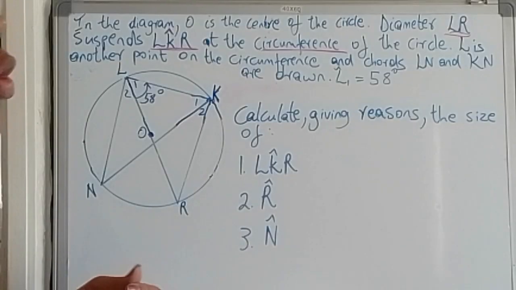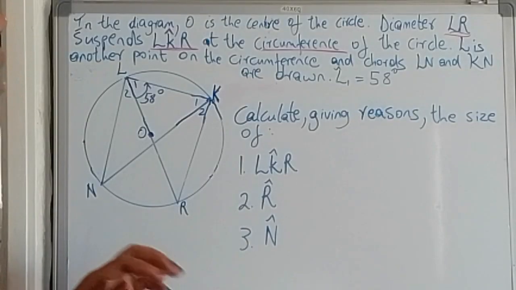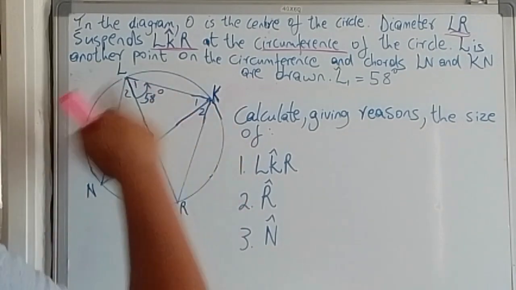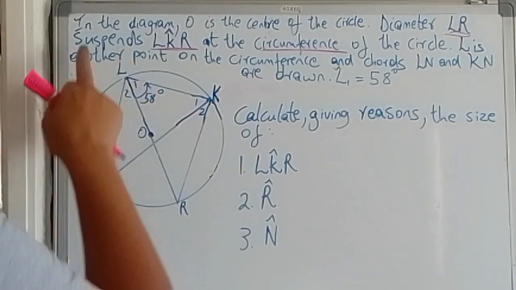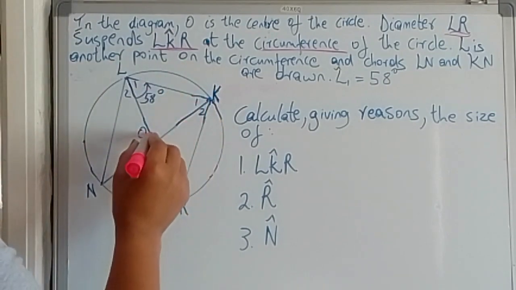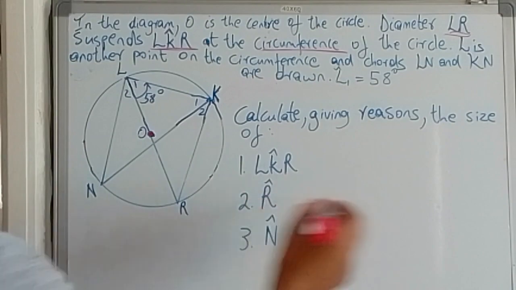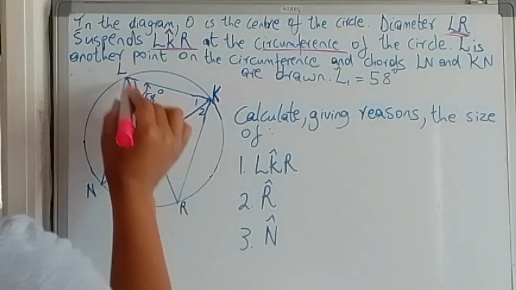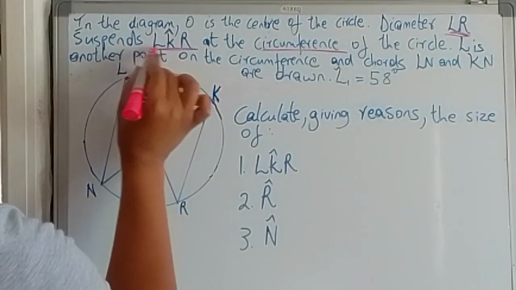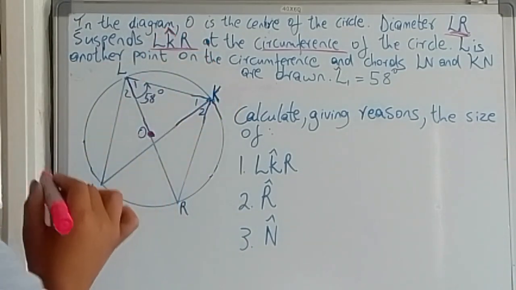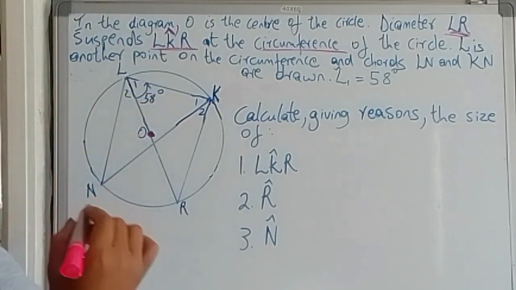Now we are going to apply some of the circle geometry theorems. So we have a circle with points L, K, and R on the circumference, and we are told that in the diagram, O is the center of the circle. And then the diameter LR, there it is, subtends angle LKR. We know that's an angle because it has a hat on top of K there.